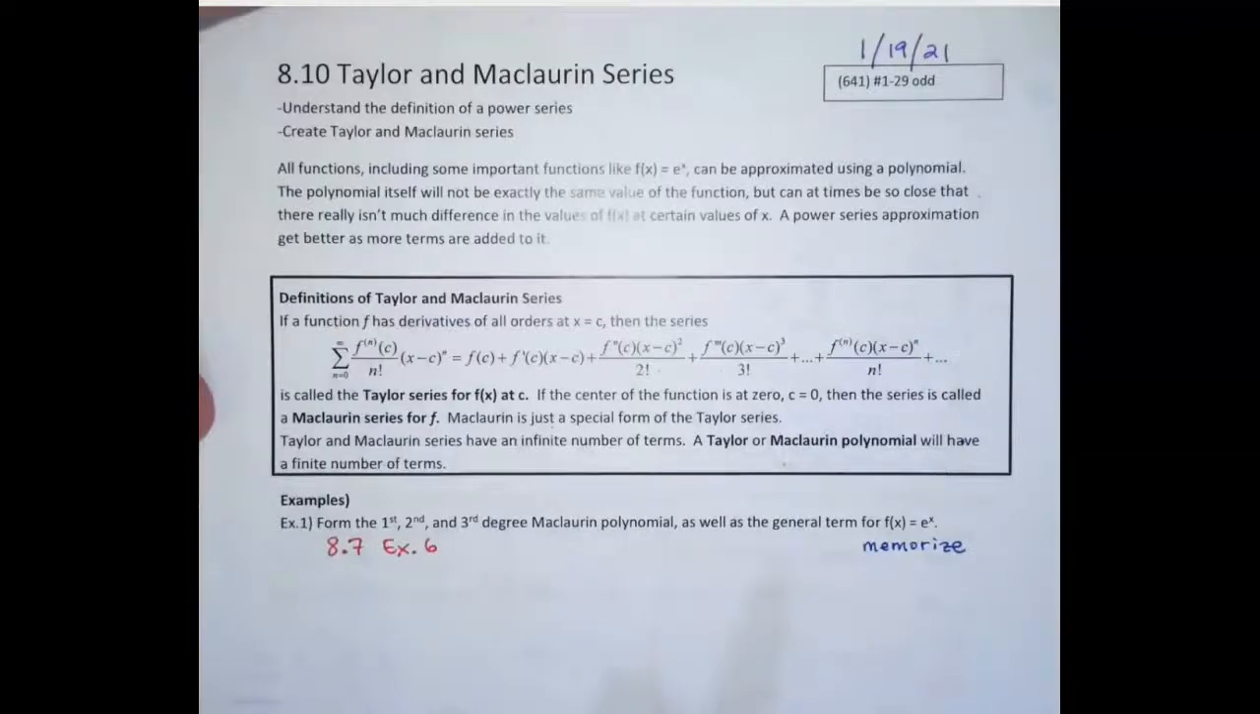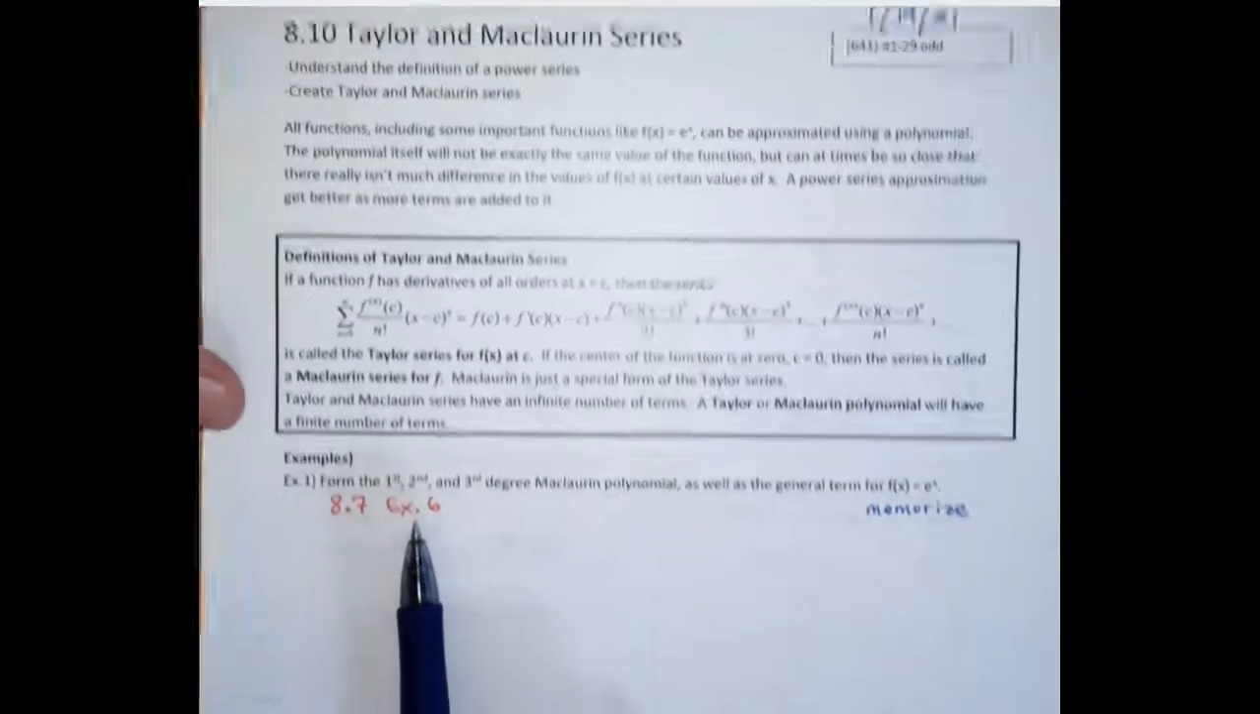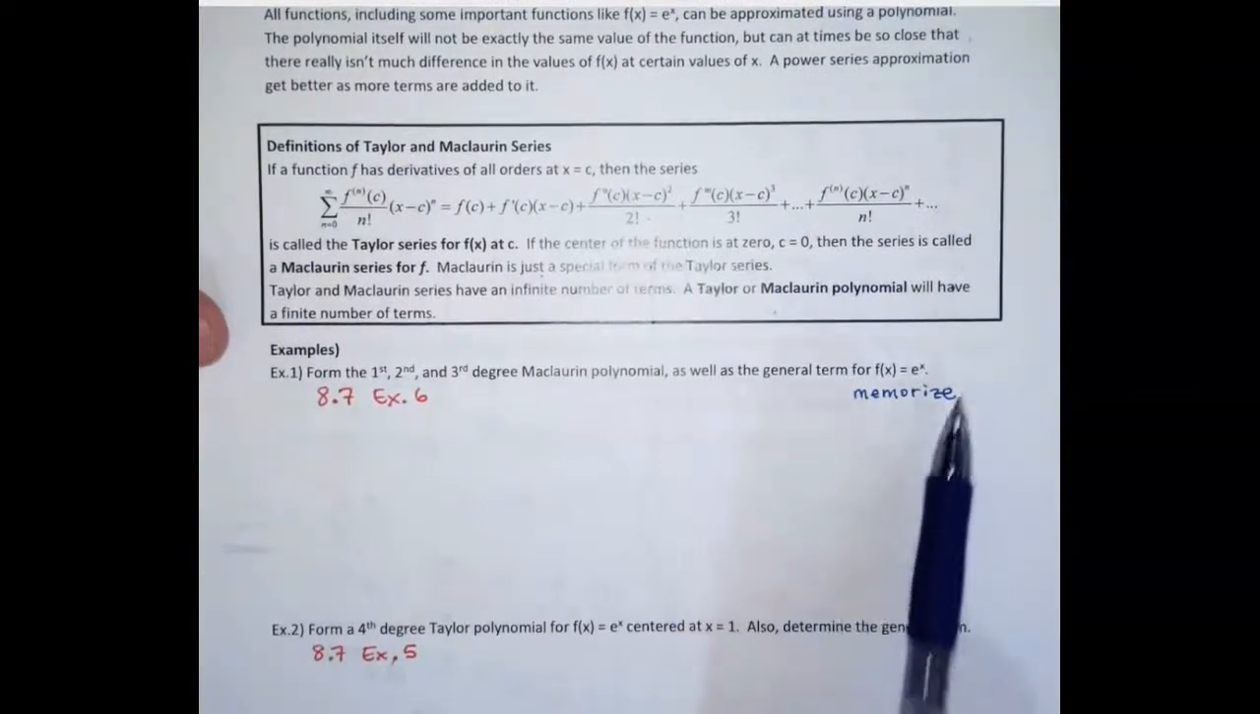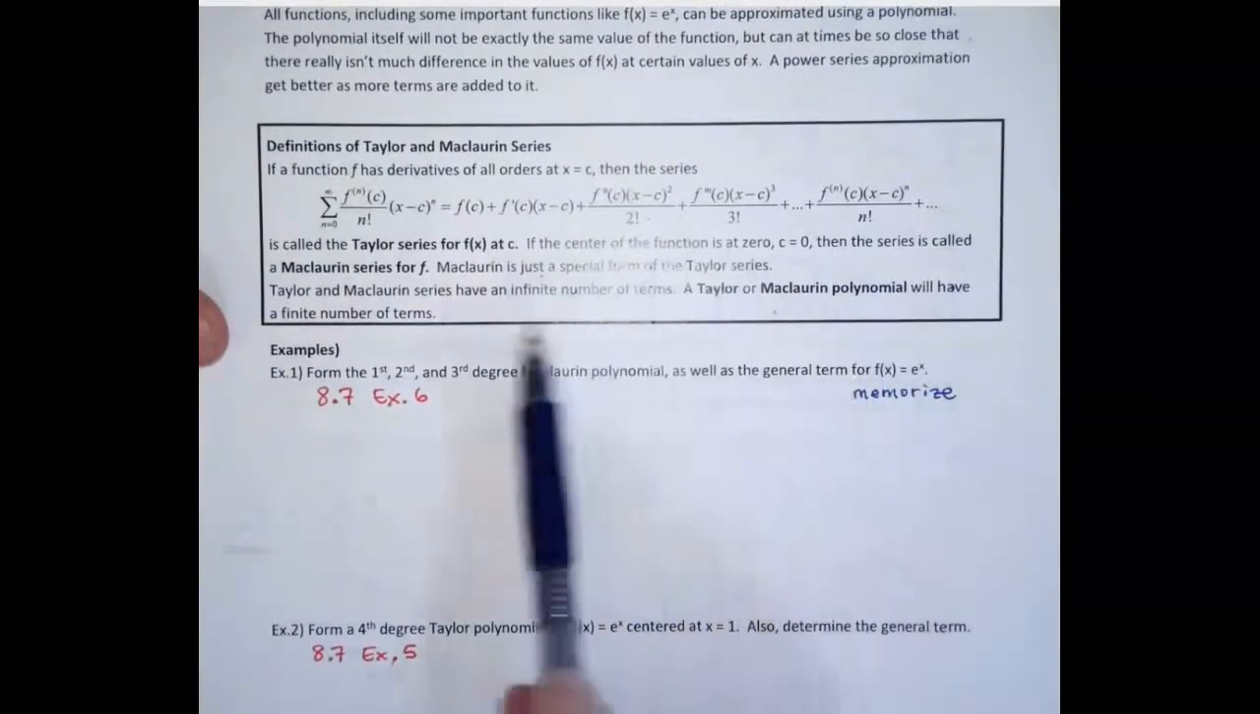Alright, so we're going to wrap up Chapter 8 with Taylor and Maclaurin's series. And we've already handled this a little bit, introduced it. You can see we did this in 8.7 as example 6. And we did this one as example 5. And this we want to memorize. Go back and look at that.